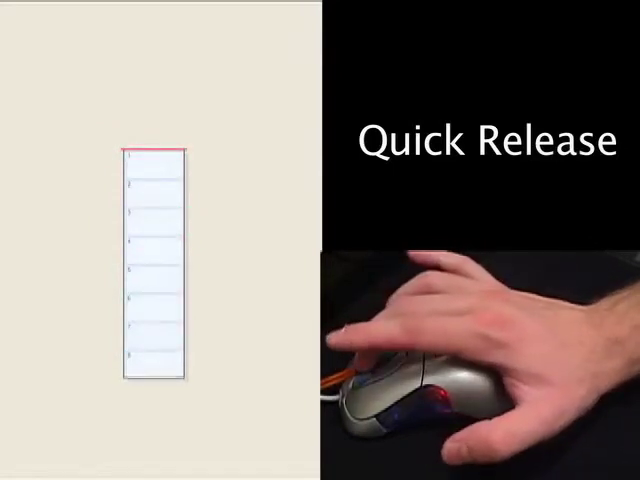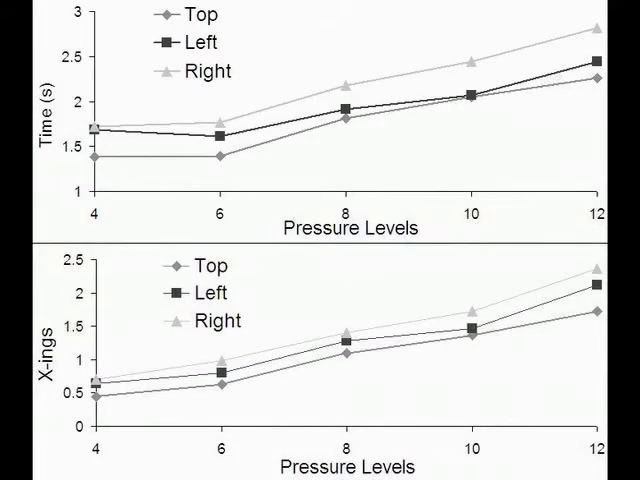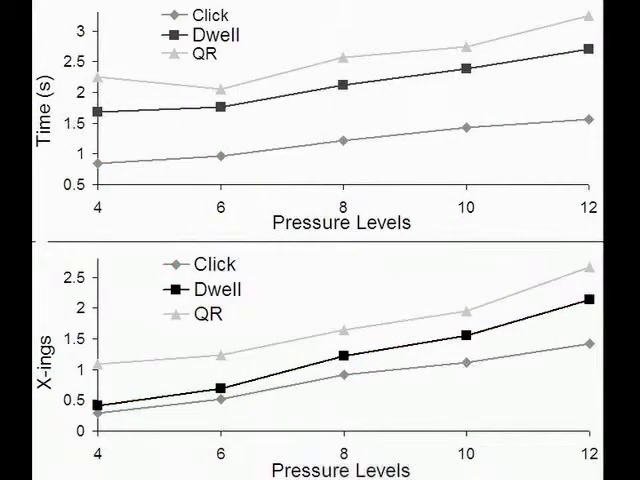We tested subjects with each of the sensor locations and selection modes on menus of 4, 6, 8, 10, and 12 targets. A within-subject analysis revealed that a sensor for the middle finger on the top of the mouse affords the most control of pressure, followed closely by a sensor on the left side for the thumb. Overall, subjects performed best with the click mode of selection.